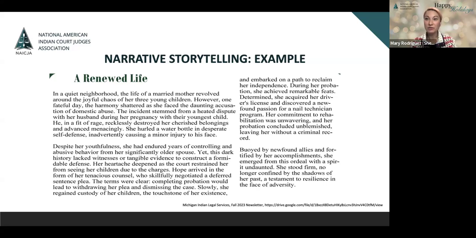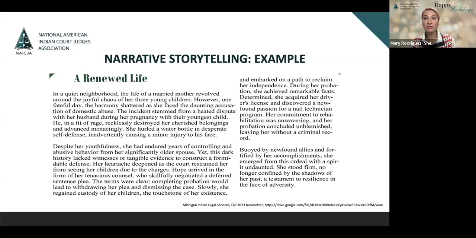This is definitely written in like a newsletter form. So there are some really great adjectives like "buoyed by newfound allies." Some of these are really great words. The BJA would love to see things like this when they are asking for examples of success stories.